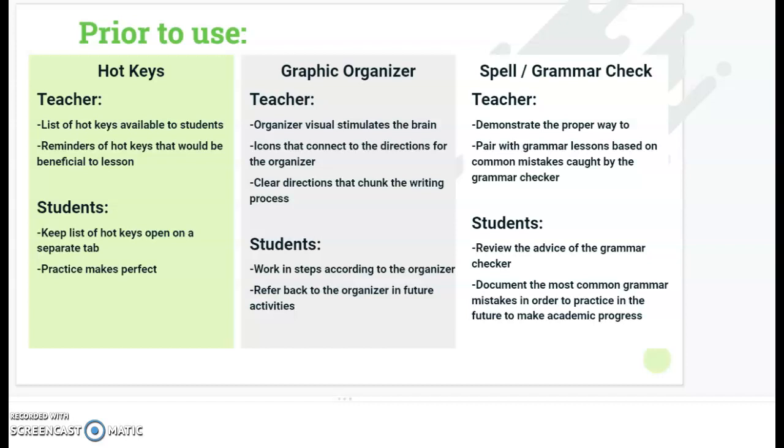As far as prerequisites for the students, keep the list of hotkeys open on a separate tab. Practice makes perfect, so they should be practicing using hotkeys and other quick-use technology on a regular basis.